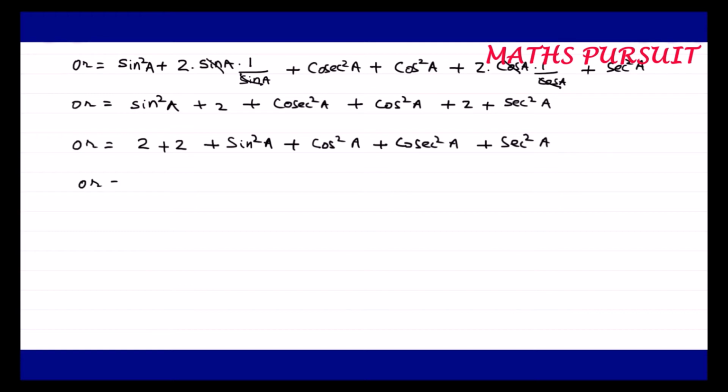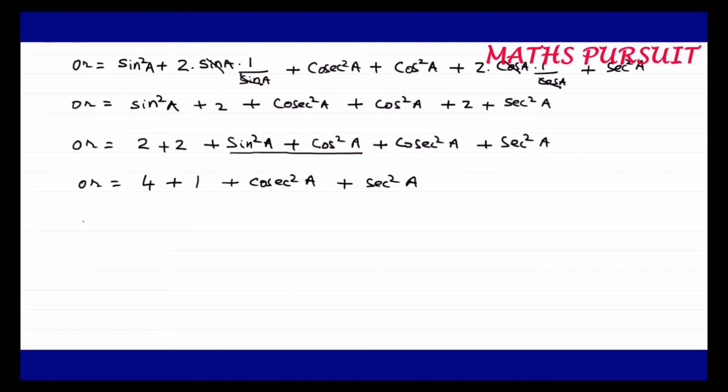Or I can write that is equal to 2 plus 2 is 4 plus, you can see that here we have sine square a plus cos square a, and the famous identity that we know is that sine square a plus cos square a is equal to 1. So instead of sine square a plus cos square a, I'm going to write 1 plus cosec square a plus sec square a. This is what we got in this step. Now guys, what we have now is cosec square a plus sec square a.